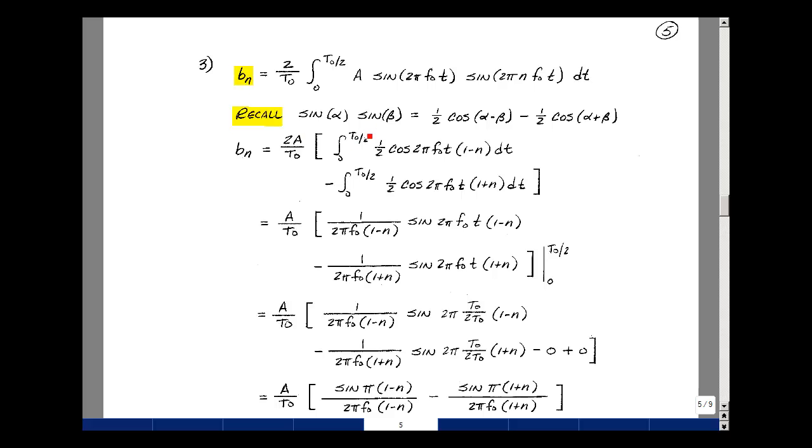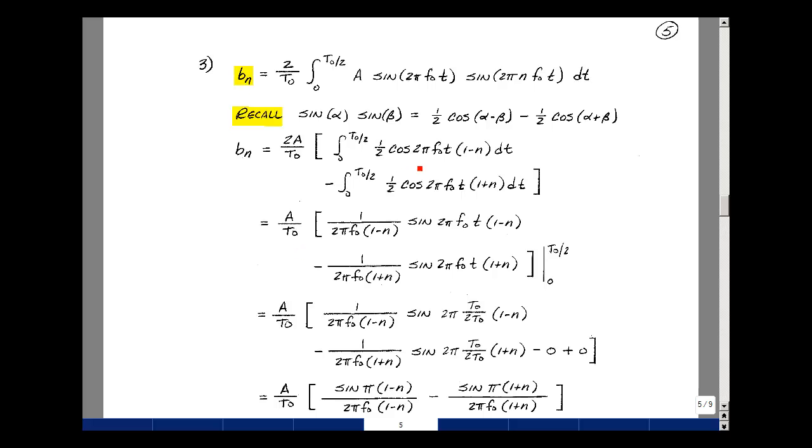Sine of alpha times the sine of beta is 1/2 the cosine of the difference minus 1/2 the cosine of the sum. Pull out the A in front, so I've got 2A over t0, my integral from 0 to t0 over 2, and the sine times the sine is going to be 1/2 the cosine of the difference, and again I have the same term here, 2 pi f naught, and I have a 1 and I have an n, so it's going to be (1 minus n), and then a (1 plus n). The 1/2s cancel with the 2 that's here, so I just have A over t0.